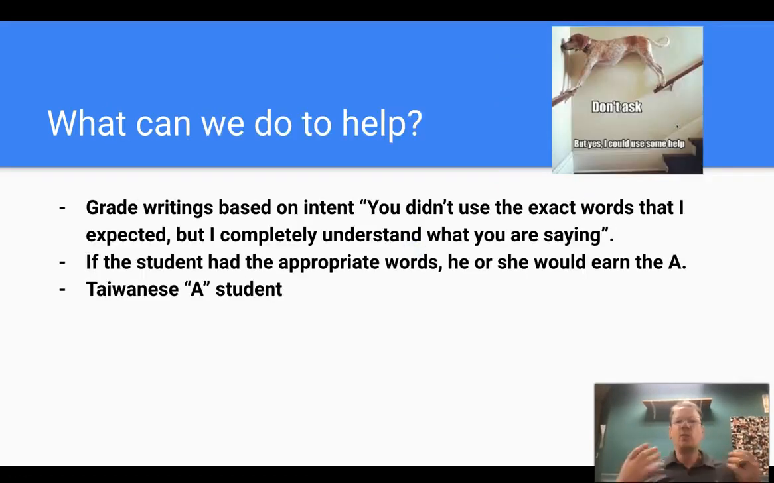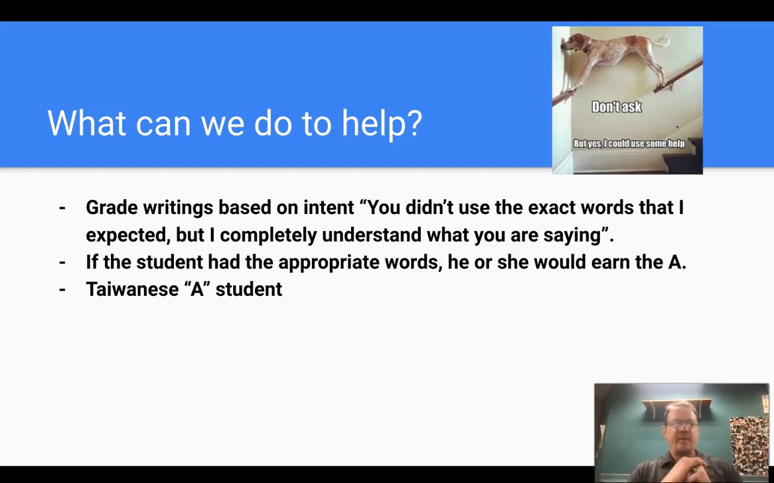So, what can we do to help? How can we help? We can grade EL students', English learner students', writings and responses based on the intent of what they're trying to say, right? Like, you didn't use the exact words I expected, but I totally know what you mean, and I feel that you understand what you're talking about, even if you're not using the exact words. And give them the equal opportunity to earn an A as someone who's a native English speaker.